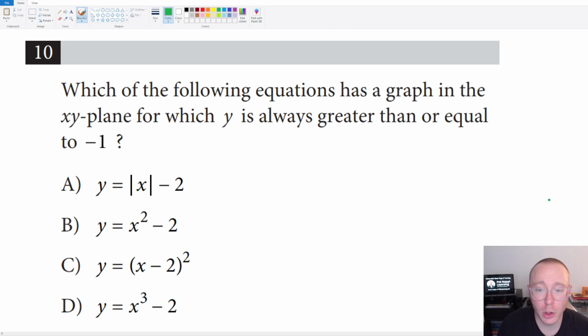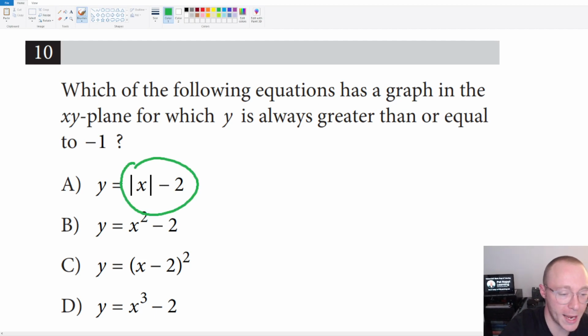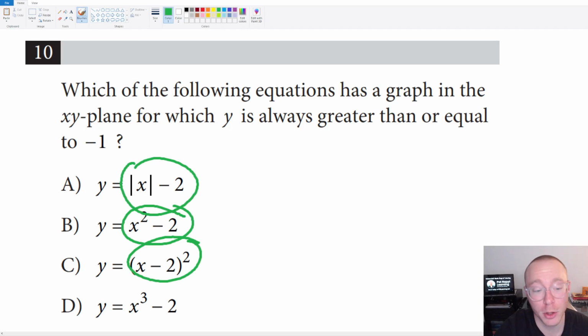It says, which of the following equations has a graph in the xy plane for which y is always greater than or equal to -1? Okay, so to do a question like this, you need to know how to graph these different types of functions, right? We have an absolute value function for A, a quadratic function for B and for C, and we have a polynomial function which has a power of 3 for choice D.